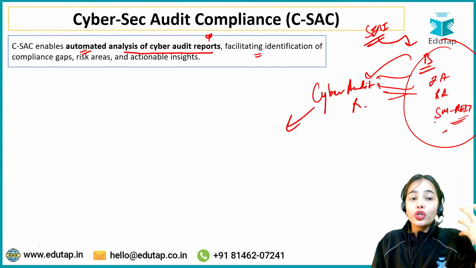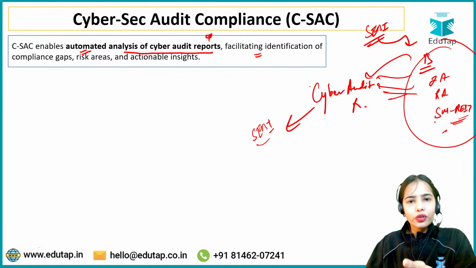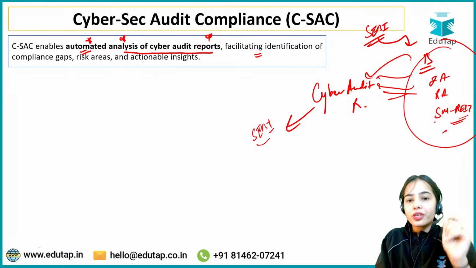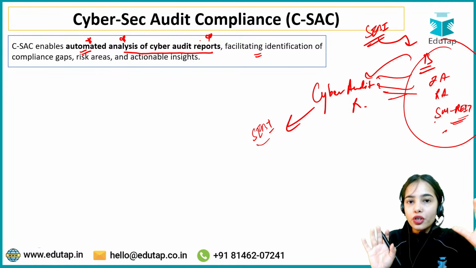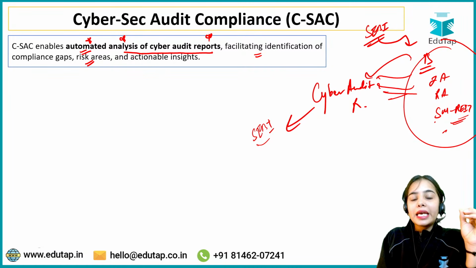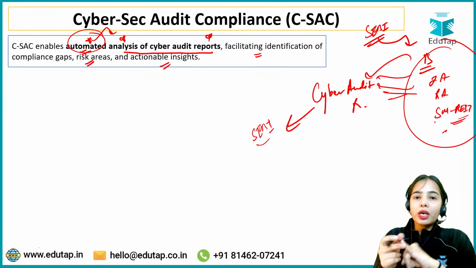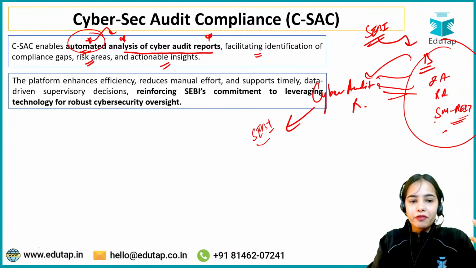If AI is not used, if automation is not used, you can understand that it will become very difficult for SEBI to go through each and every audit report one by one, and it takes a lot of time also, right? So CSAC, that is Cyber Security Audit Compliance, enables automated analysis of the cyber audit reports, facilitating the identification of the compliance gaps, risk areas, and actionable insights. Through this automated analysis, this will become easier and faster and smoother.